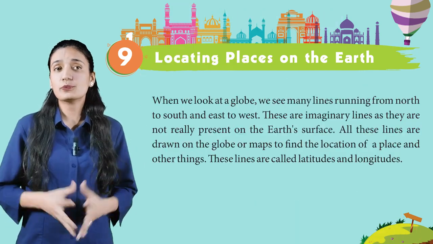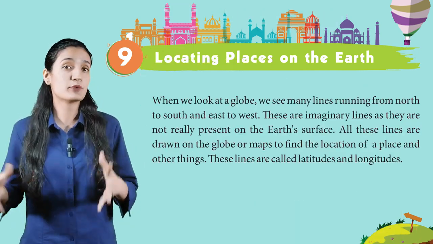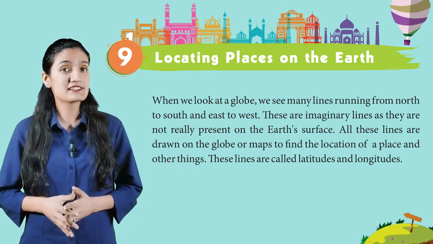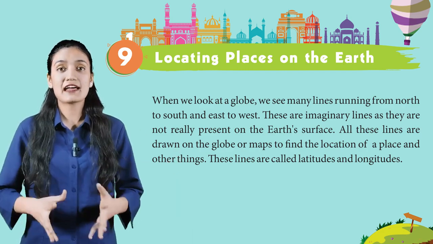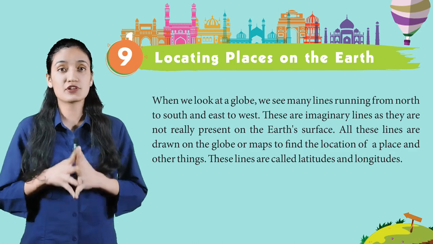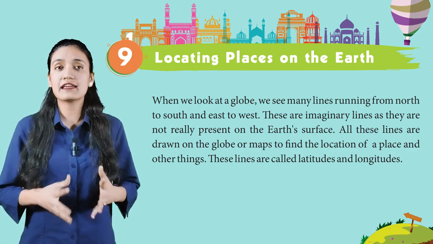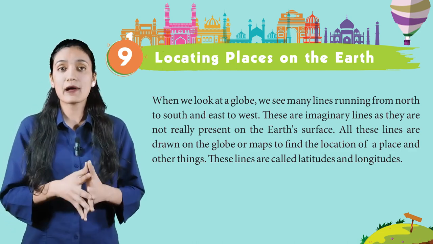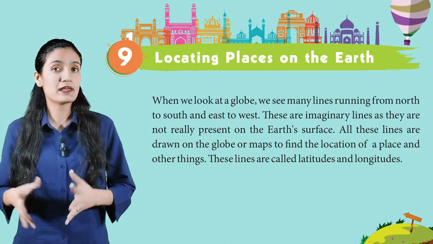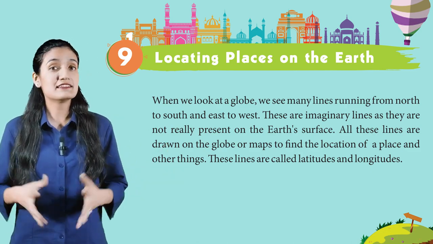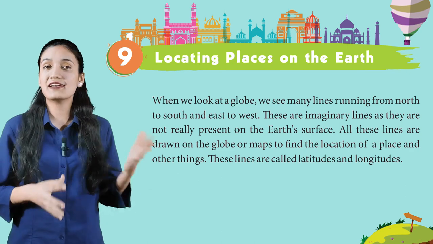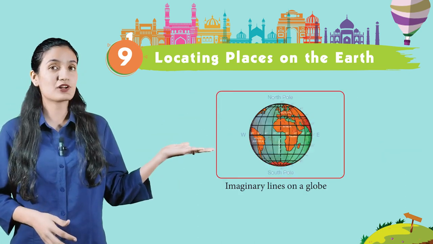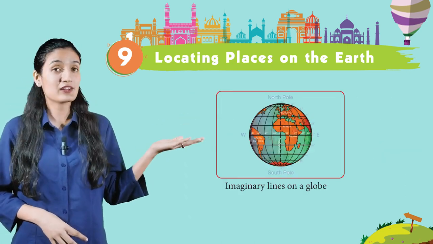When we look at the globe, we see many lines running from north to south and east to west. These are imaginary lines as they are not really present on the earth's surface. All these lines are drawn on globes and maps to find the locations of a place and other things. These lines are called latitudes and longitudes. Here you can see the picture of imaginary lines on a globe.